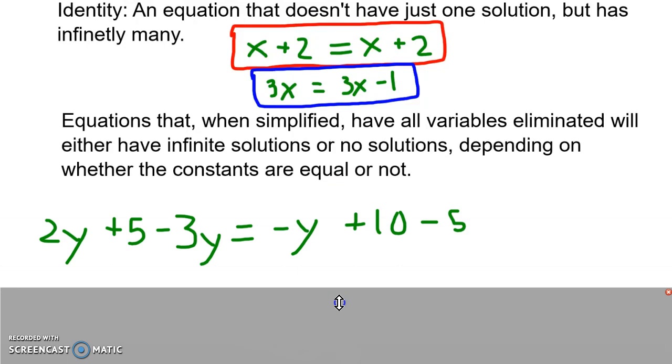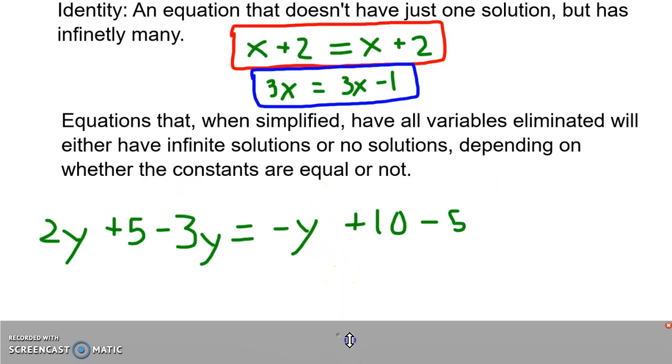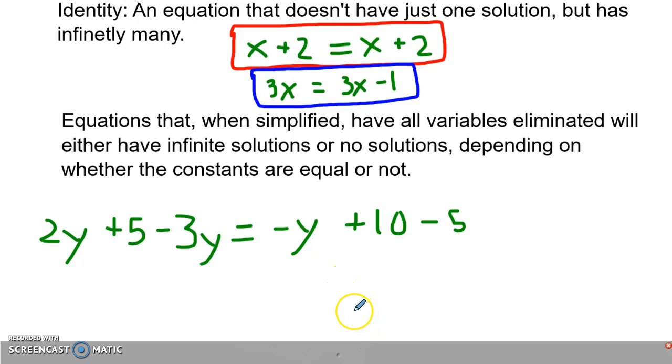A lot of times these will look very complicated at first, but when you simplify them, they end up having all the variables eliminated, so all the variables can just disappear. And then whether it's an equation with infinitely many solutions or no solutions is going to be dependent on the constants that are left over.